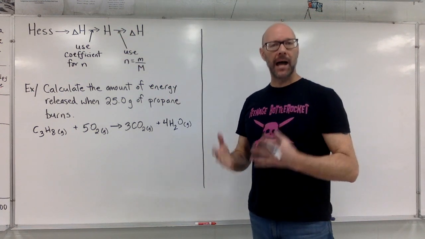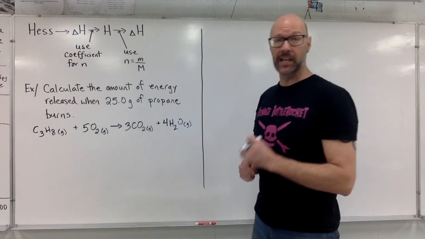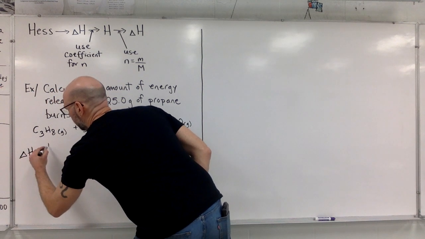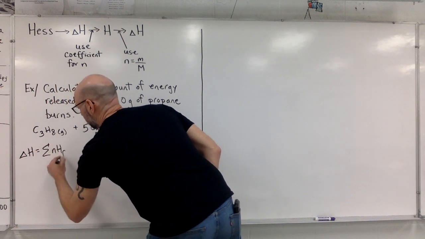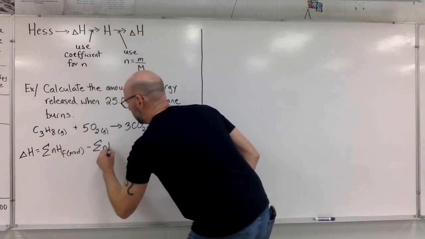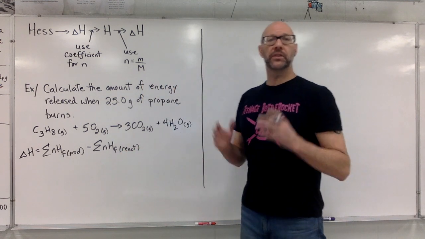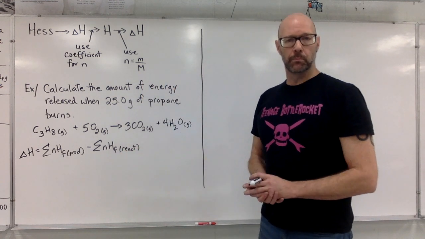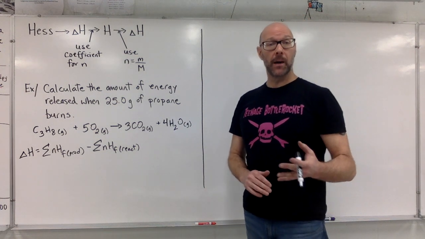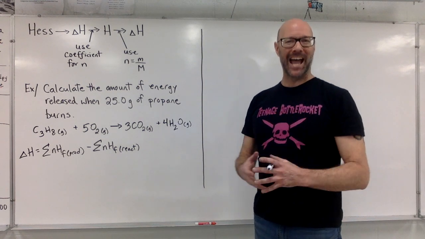We're about to do Hess's Law. To do that, we need a balanced chemical reaction. There we have it. Hess's Law itself is going to be the sum of the moles times the molar enthalpies of formation of the products, subtract the sum of the moles times the molar enthalpies of formation of the reactants.